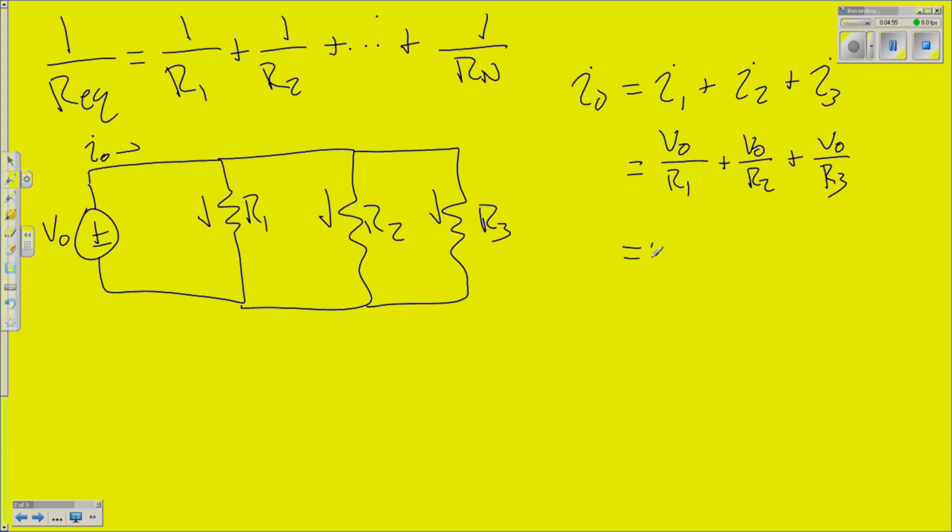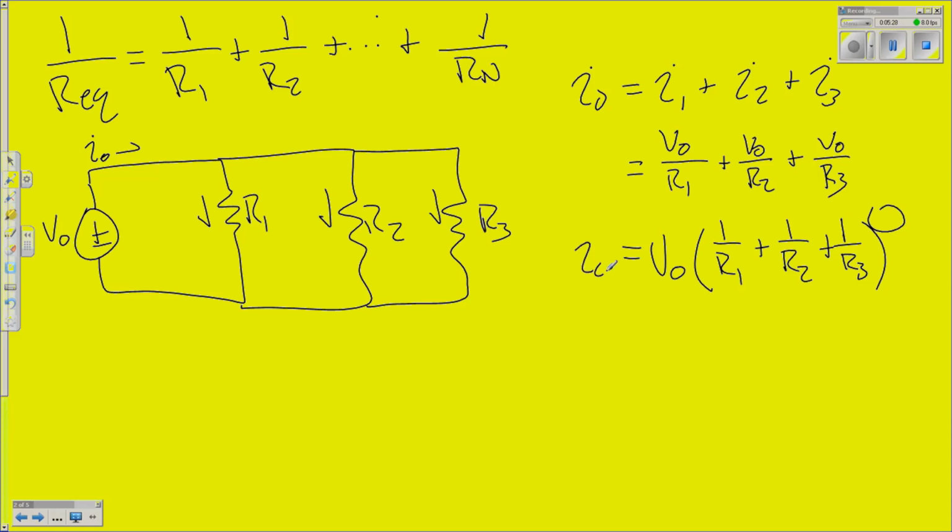And again, using algebra, factor out V0, and we get 1 over R1 plus 1 over R2 plus 1 over R3. But we're not quite done, as we were for the series, because what we have here is an equivalent resistance that is equal to, not the inverse, right? Not the inverse. There's no -1 up here.